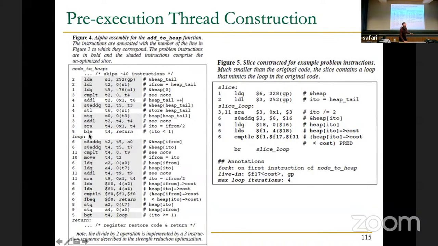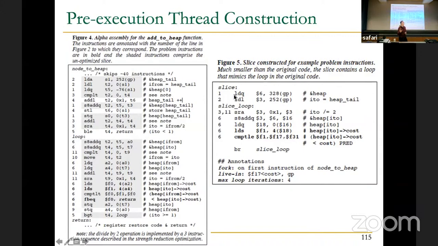And these folks show that you can distill the program if you just want to execute the stuff that leads to this address of the load as well as the branch data values that the branch uses. You just need these instructions. So you can see that it's much smaller than the original code. And the slice contains a loop that mimics the loop in the original code. That may not be perfect, but you can actually mimic what's going on.